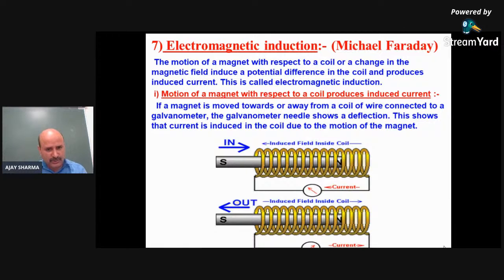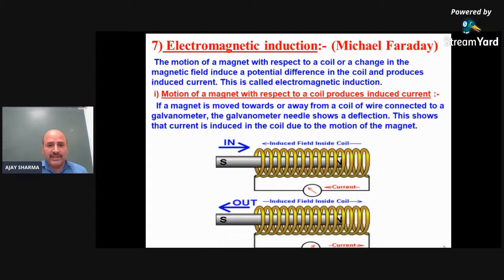Now, as soon as I am moving the bar magnet away, what is happening? The flux associated with the coil is decreasing. So if the flux is decreasing, what happens? Electric current is again generated. So this is very important to note: magnetic field and electricity are inseparable concepts.